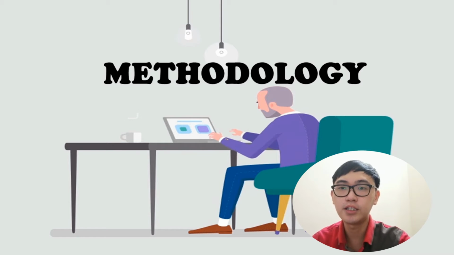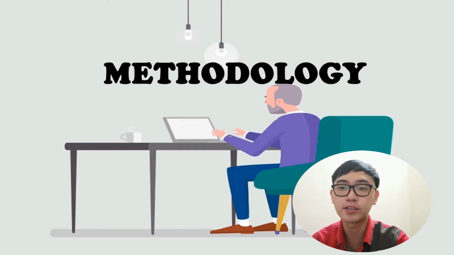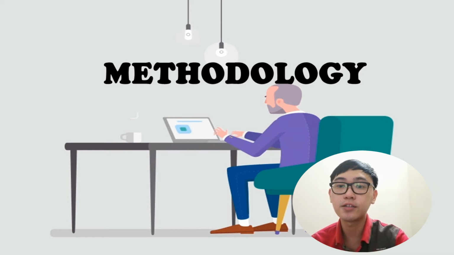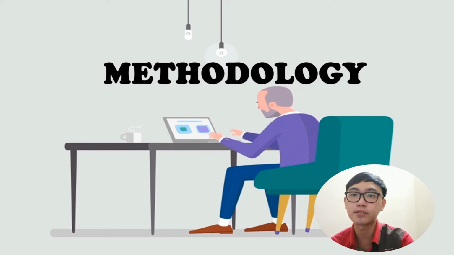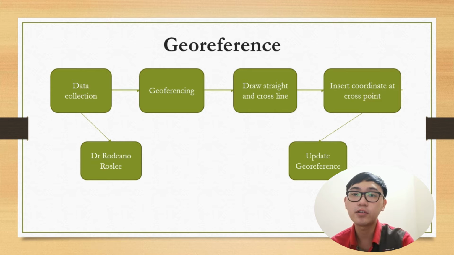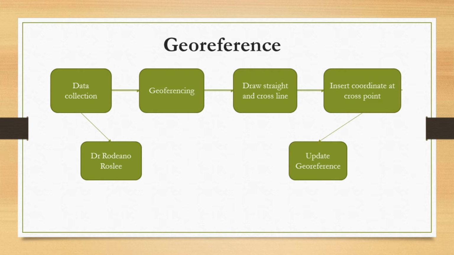For methodology, the data used in this mini project was provided by Dr. Rodiano Rosli. The method used in this mini project is the Rosli model. Before the Rosli model starts, georeferencing was done to all the data. Straight line and cross line were drawn according to the points, then insert the coordinates at the cross points. Finally, update georeference to complete the georeferencing.